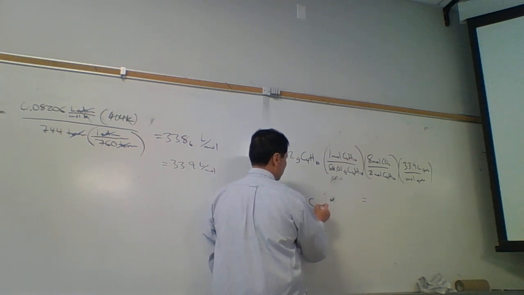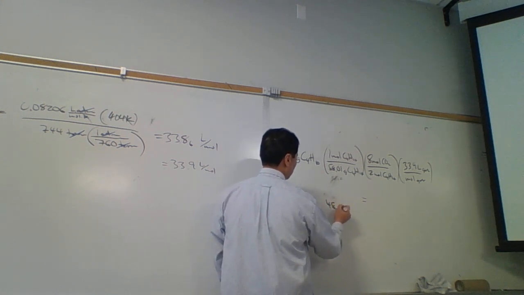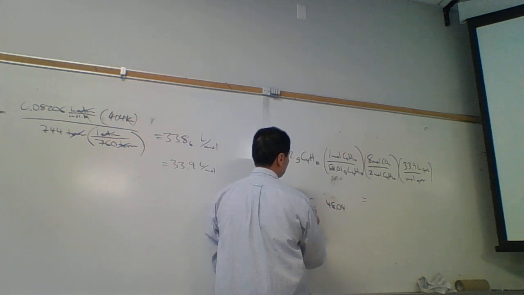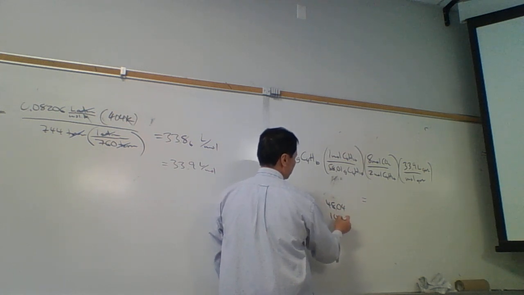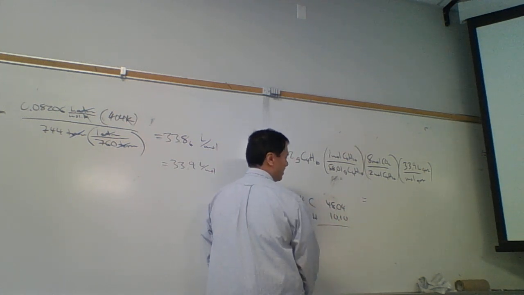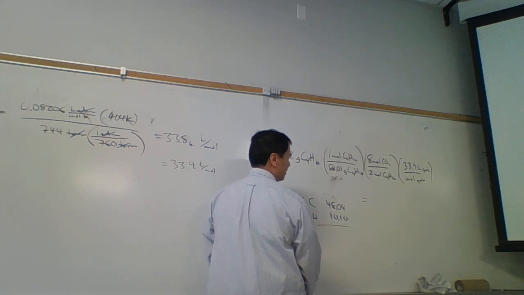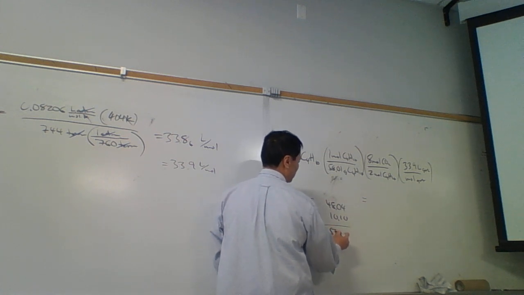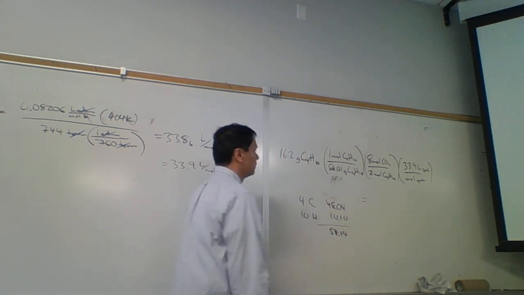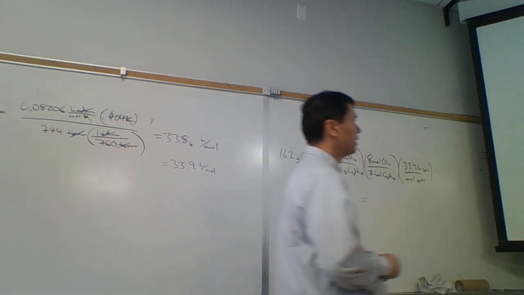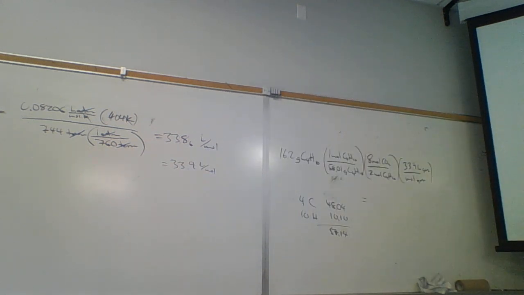4 carbons would be 48.04. And then 10 hydrogens would be 10.10. I even got a different molar mass than what they got. I got 58.14. Well, anyway, it depends on how you round that as well. We end up with 37.8 liters, or roughly 37.8 liters CO2.